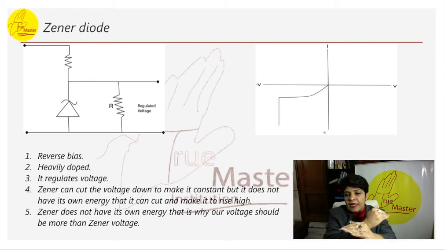And in case it's 9.4, then it cannot make it 9.5 and pass through it. So Zener does not have its own energy. That is why our voltage should be more than the Zener voltage. If it is 9.4, it cannot make it 9.5. So here, any extra above 9.5 will be leaked out. Okay.